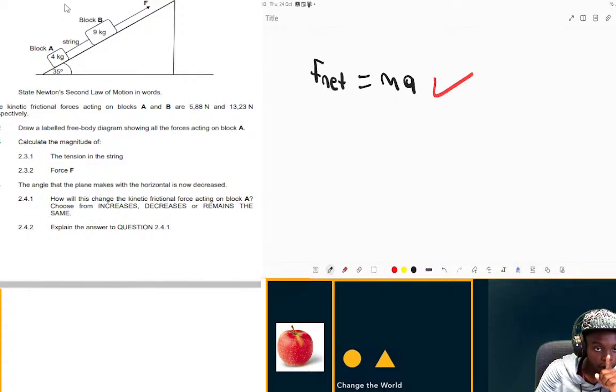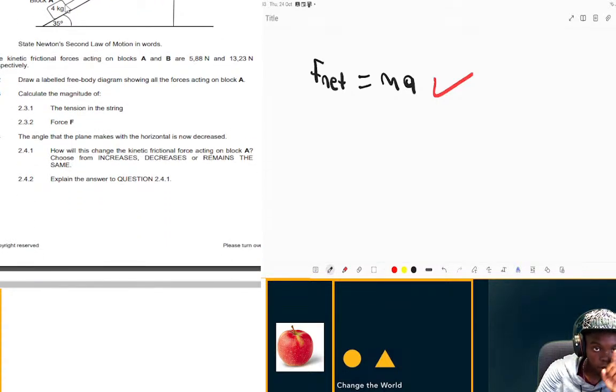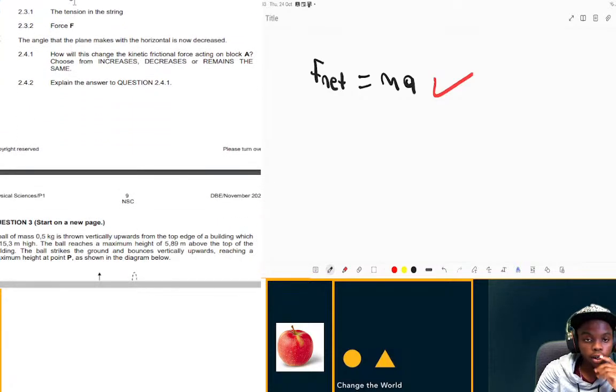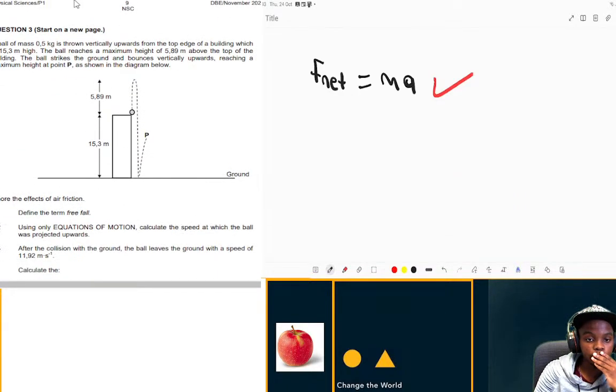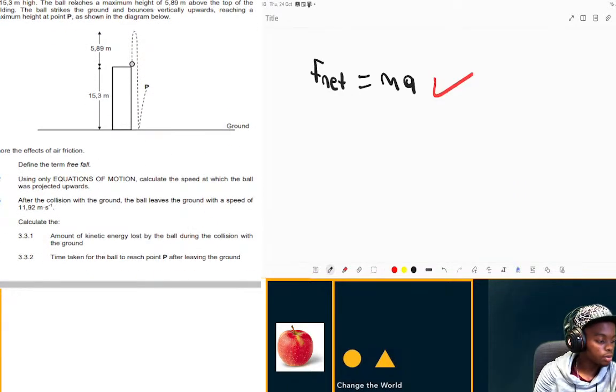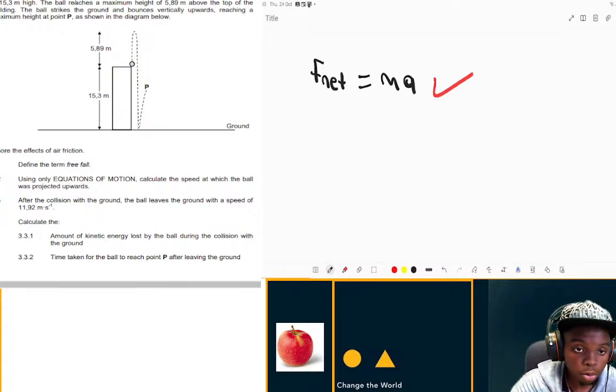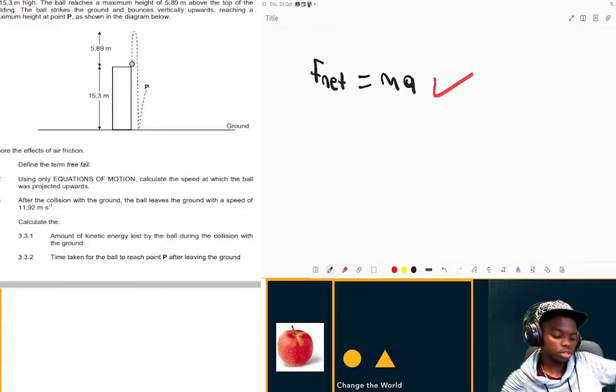Now that's a mark for question 2.3.1 for just writing a formula. Now let's go to question 3. In 3.2, you also write a formula, because that's where you calculate. And easy, if I write a formula, you get a mark.